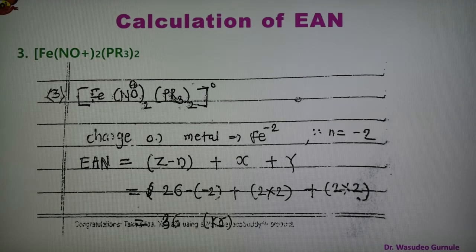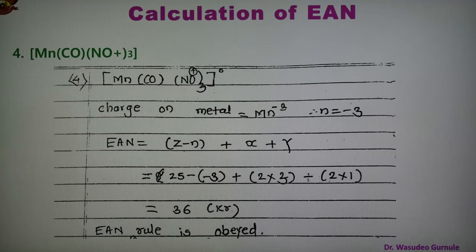Now we obtain again the EAN value of 36, and it is the atomic number of krypton. Therefore again we can say that this third metal nitrosyl also obeys the EAN rule, because the EAN value is 36. And as we know, EAN is the total number of electrons associated with the metal in the metal nitrosyl, including the electrons donated by the ligands. So this is the third example.